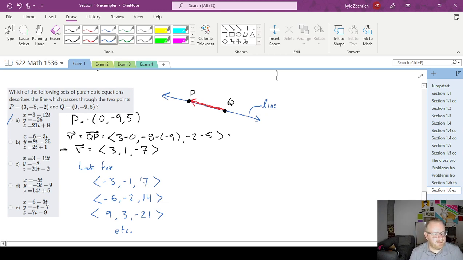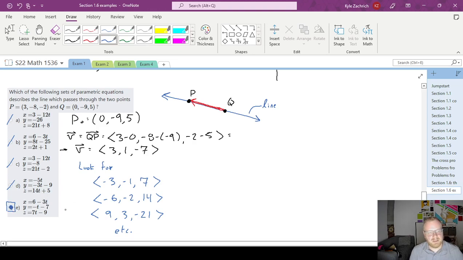What about negative 3, 8, 2? No. Negative 12, 0, 21. No. Negative 5, negative 3, 14. Negative 5, negative 3, 14. Closer, but not what we're looking for. Negative 3, negative 1, positive 7. Here we go. Right now, this is the only choice that we have, which is great for us, right? We can just pick it right away.